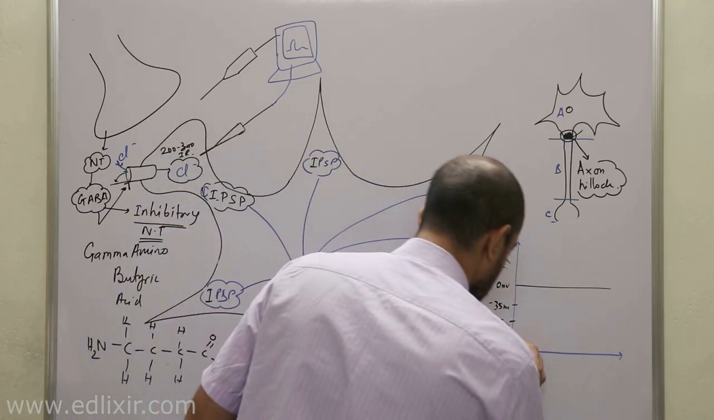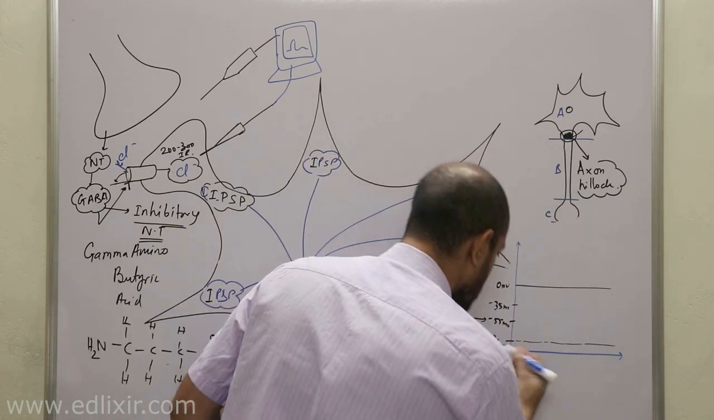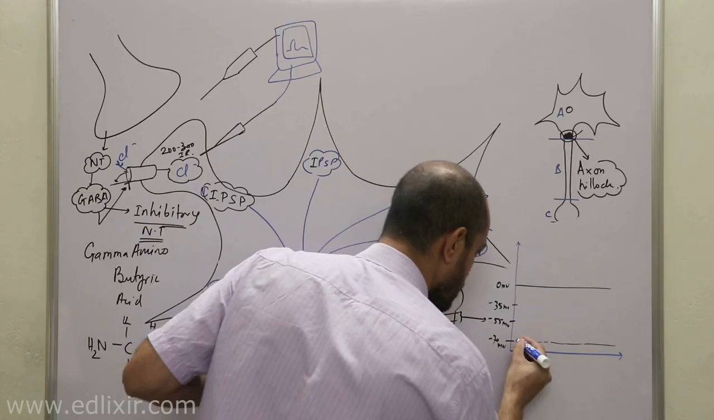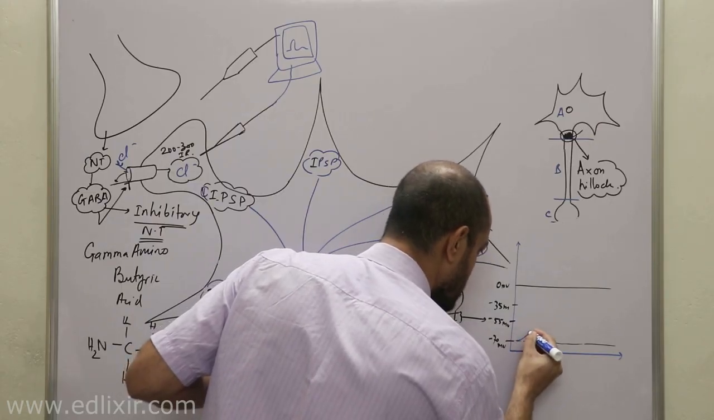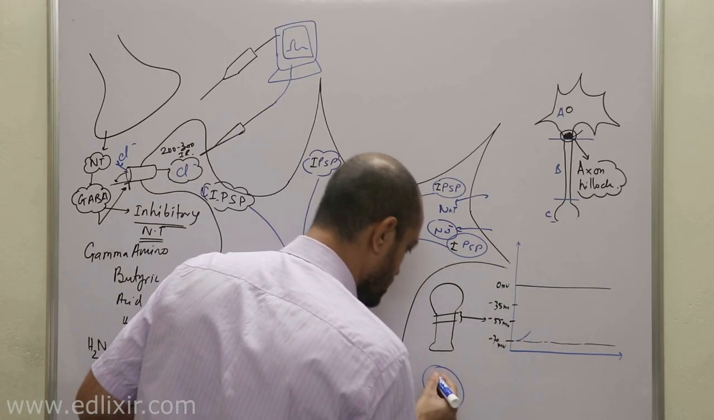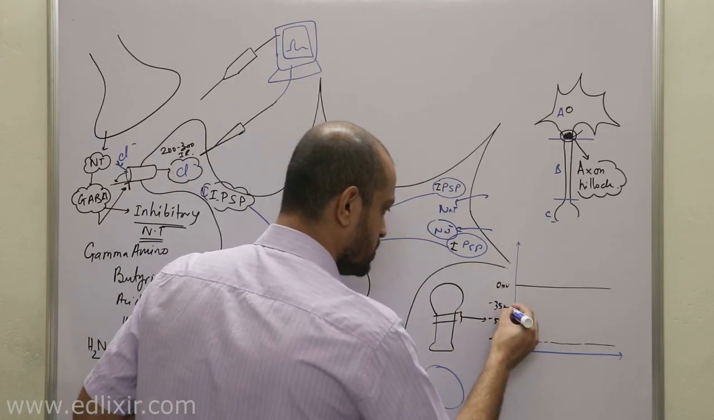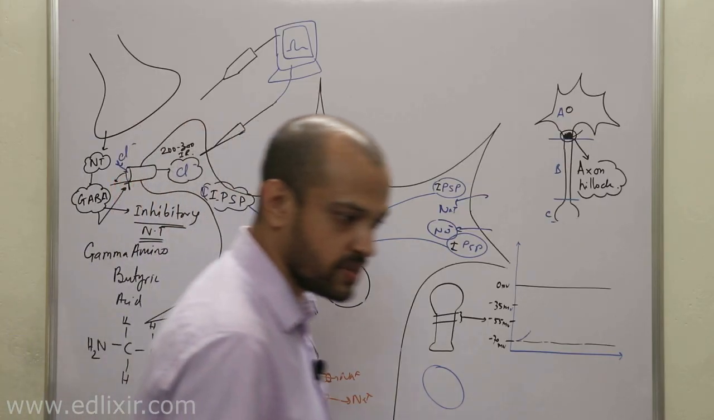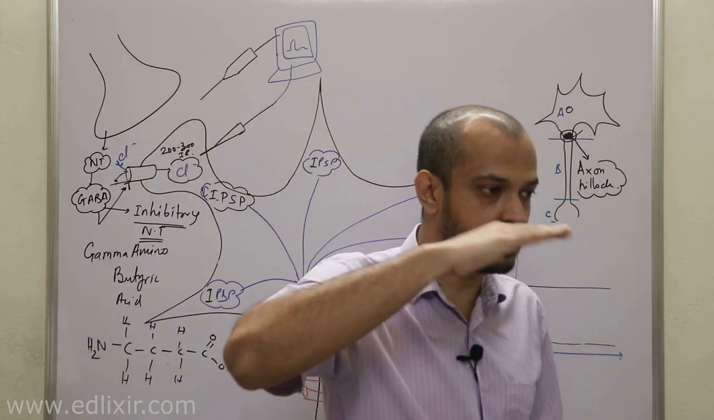Now suppose sodium ions start entering the cell. Suppose there is no axon hillock, suppose this is a normal cell, then the cell will have to reach minus 35 millivolt, otherwise action potential won't fire. That is the rule. Any cell will have to reach its threshold level.